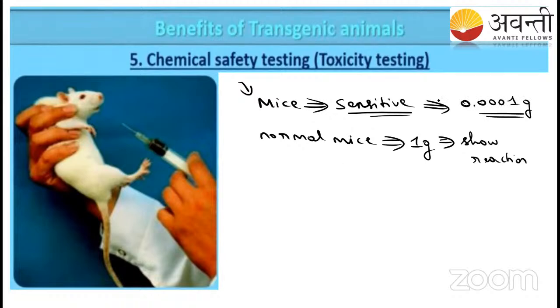So they will add the chemical. If these mice show sensitivity to that chemical, they will not use that chemical. For example, any medicine they have prepared, they will give to the sensitive mice first, then to the normal mice, and then they will use it for others. So this is how they do the toxicity testing, by making the mice sensitive.